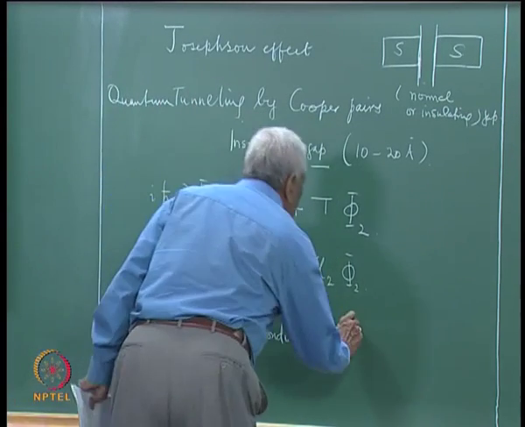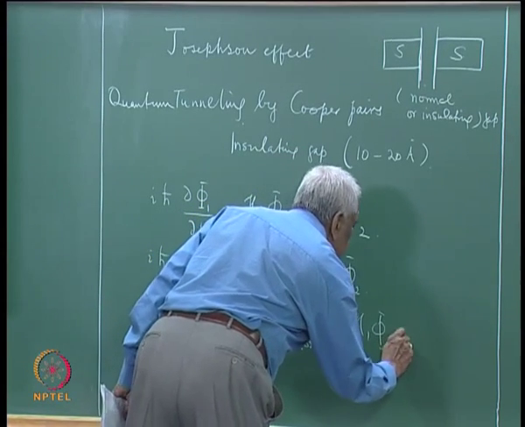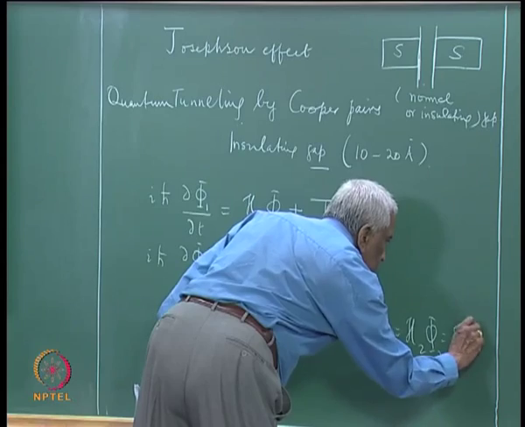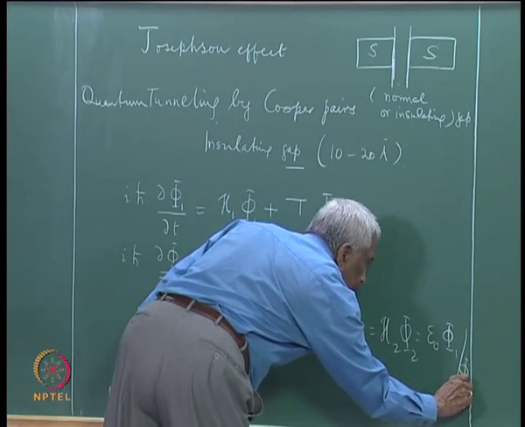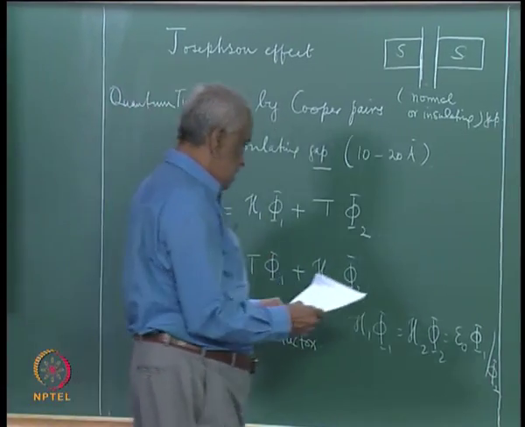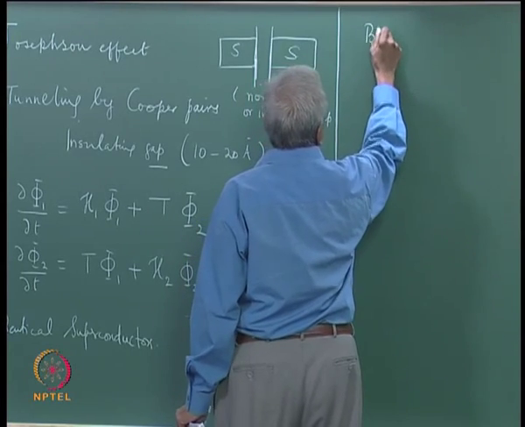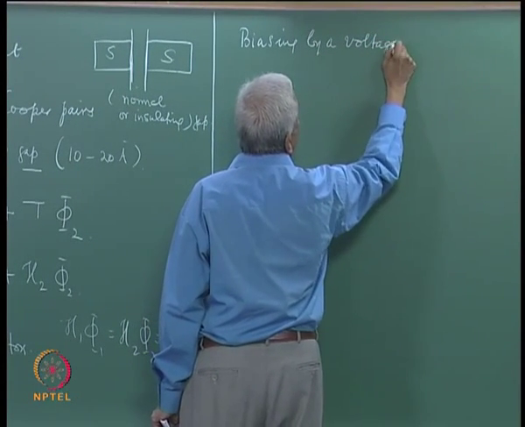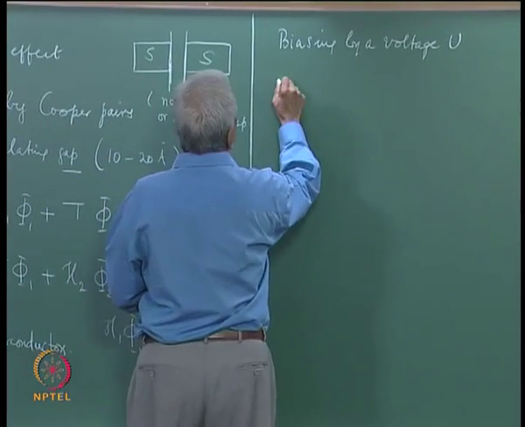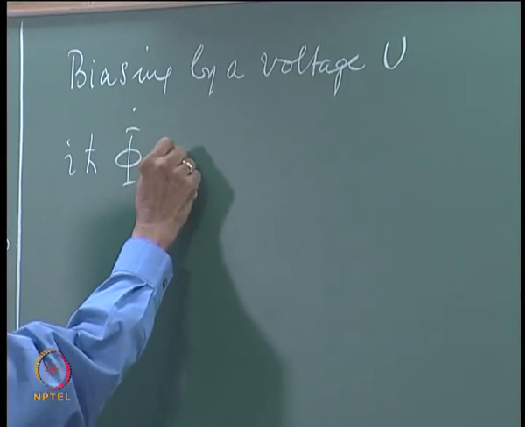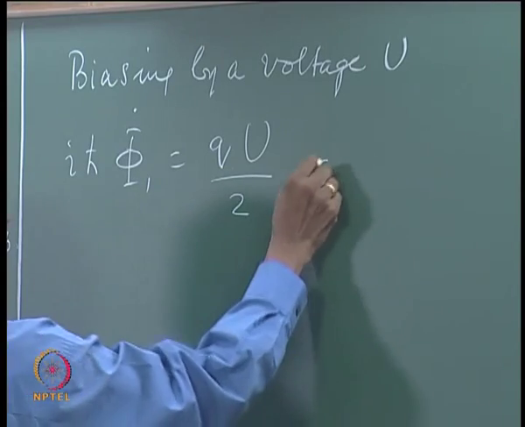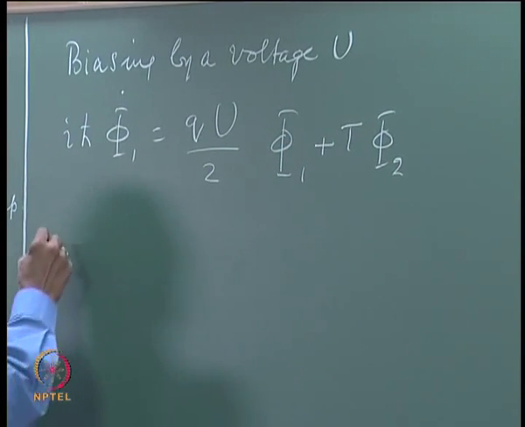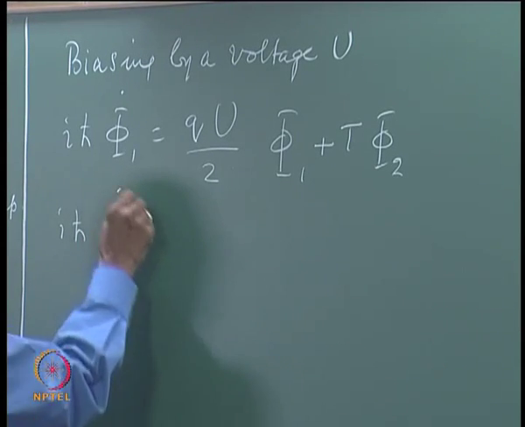then H1 phi 1 equal to H2 phi 2 equal to E0 phi 1 or phi 2. So, that is a common energy, which can be ignored, and if this junction is biased by a voltage U, then the equations get modified to, taking the 0 of energy in the midway of the gap, and a similar equation for phi 2 dot.